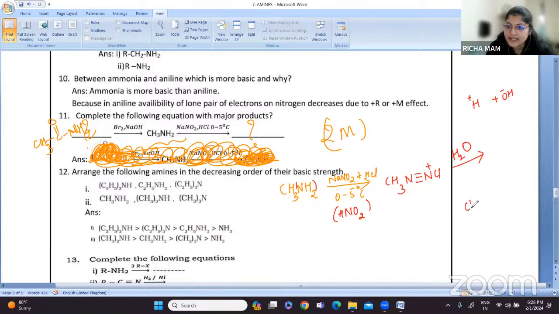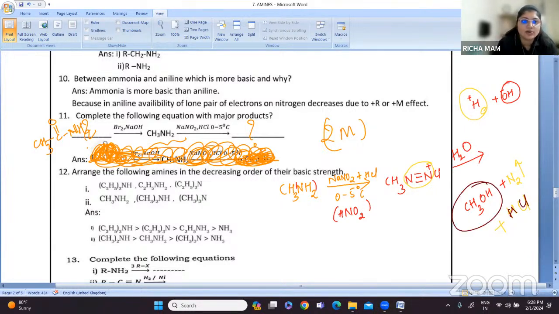Now your OH minus will react with CH3 plus. This N2 will be produced as nitrogen gas, plus we are left with one hydrogen and one Cl, so that will get combined to HCl. Is it clear? So what is our product? It is methyl alcohol. Is it clear?